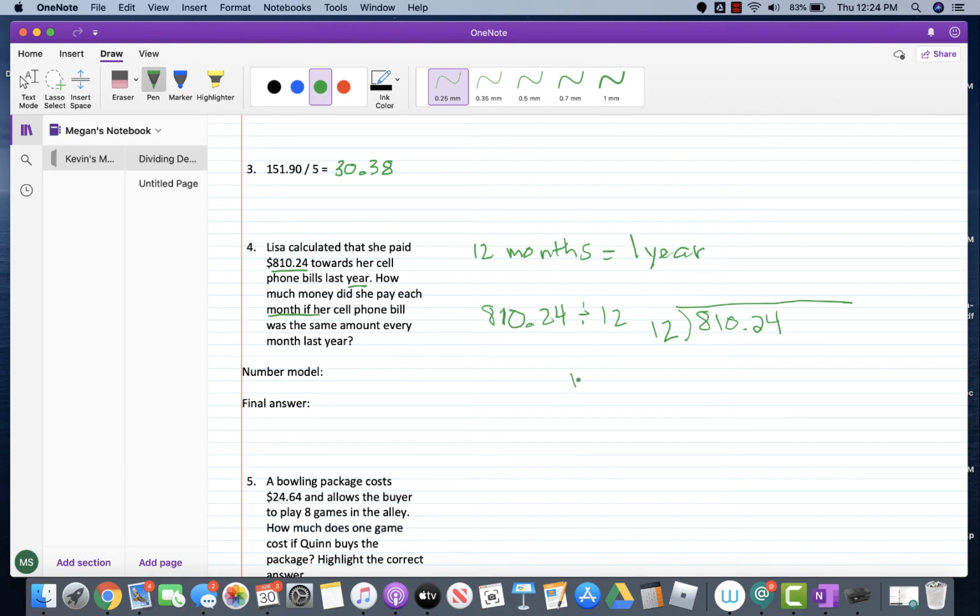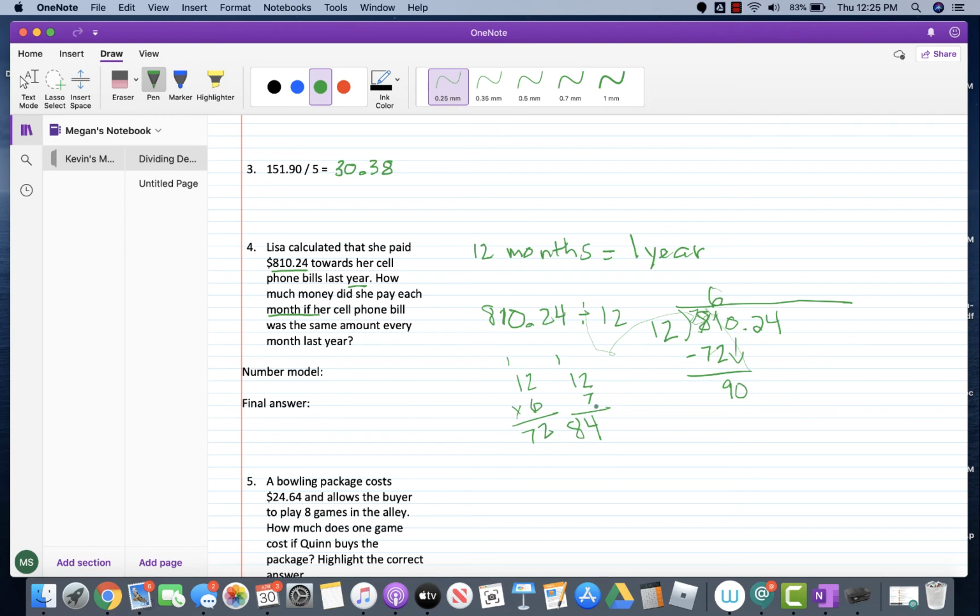7. I know 12 times 5 is 60. So let's see if 12 times 7 works. Nope, that's 84, which is higher than 81. So it's going to have to be 12 times 6, which is going to give me 72. 81 minus 72 gives me 9. Go ahead and bring down my 0.